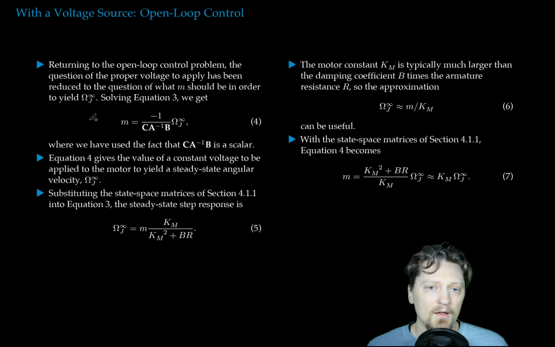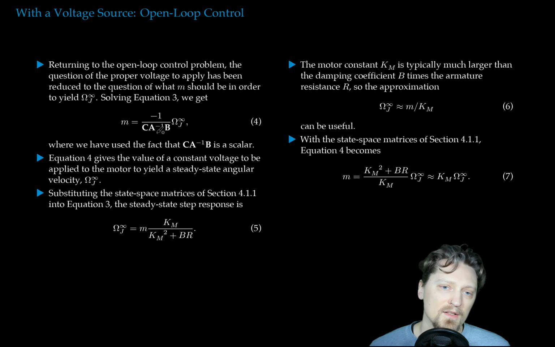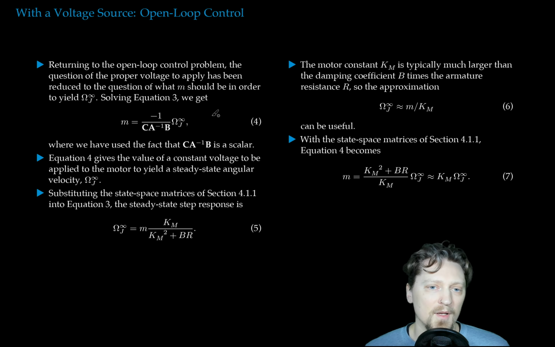Solving equation 3, we get M equals this expression, where we have used the fact that C A inverse B is a scalar. So we divided both sides by this matrix multiplication, C A inverse B, which if it was a matrix wouldn't work, but does work because it turns out to be a scalar. Equation 4 gives the value of a constant voltage to be applied to the motor to yield a steady state angular velocity omega j infinity.